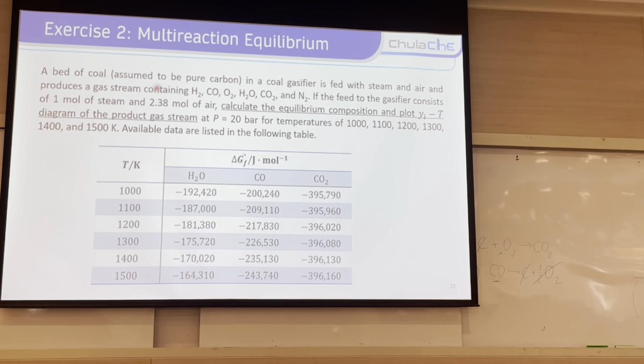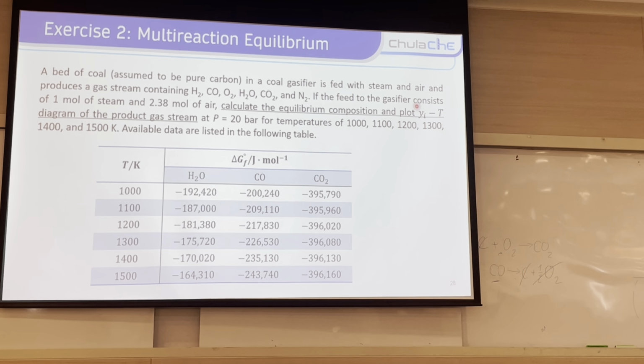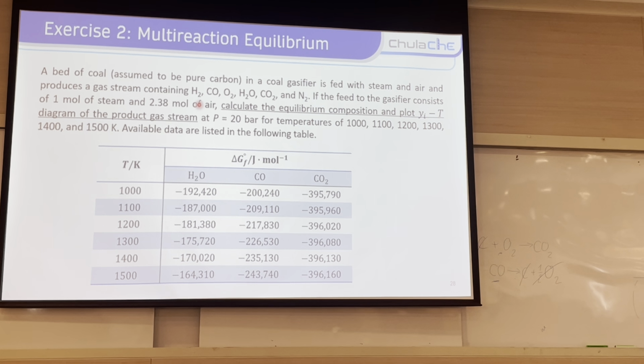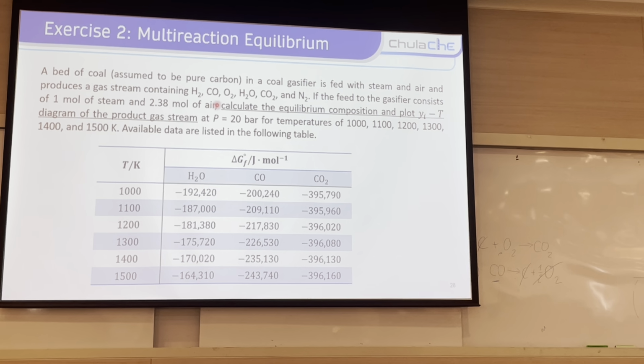which they assume to be just pure carbon, a solid pure carbon here. And the coal is gasified using steam and air to produce the gas stream, which consists of hydrogen, carbon monoxide, oxygen, water, carbon dioxide, and nitrogen. Nitrogen comes from the air that gets into the system.